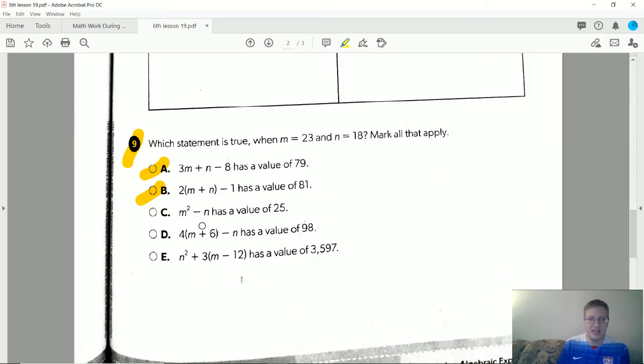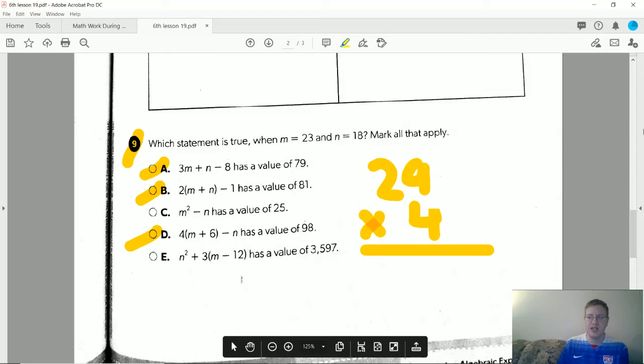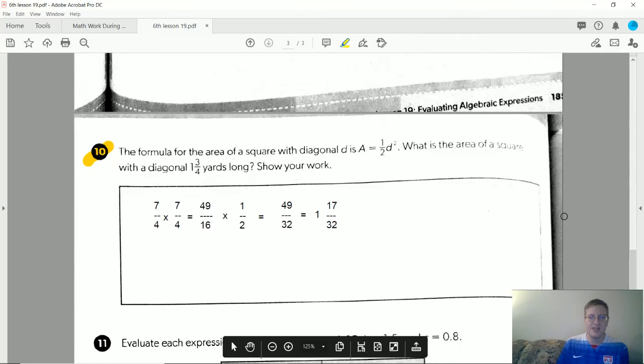And actually, I think I did this one wrong. Hold on a minute. So 29 times 4 is, sorry, my fault, actually 116. I was thinking something different. So yeah, that gives us 116 minus 18. So that one actually does work. So number 9, letter D, does work. Sorry about that. Number 10. So this is the one.